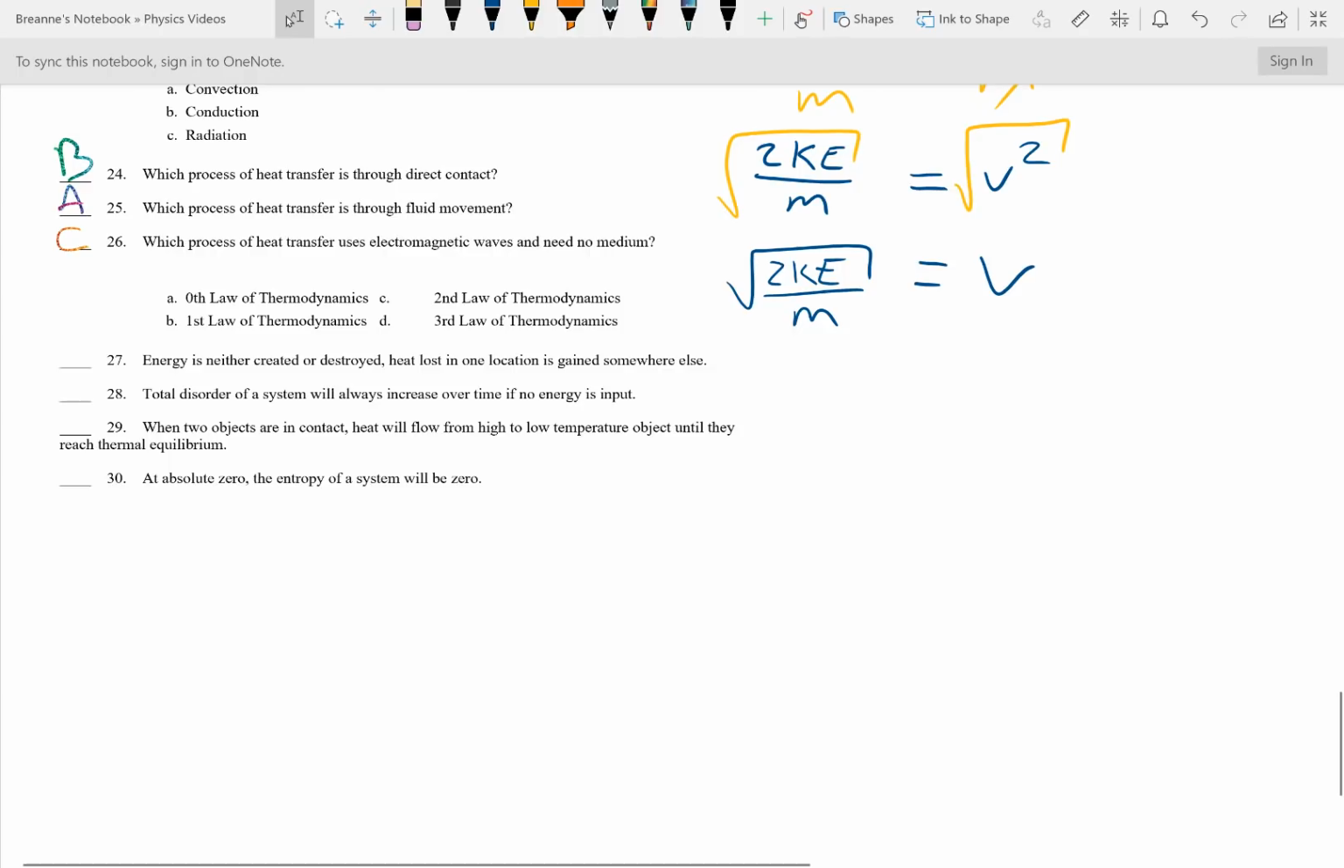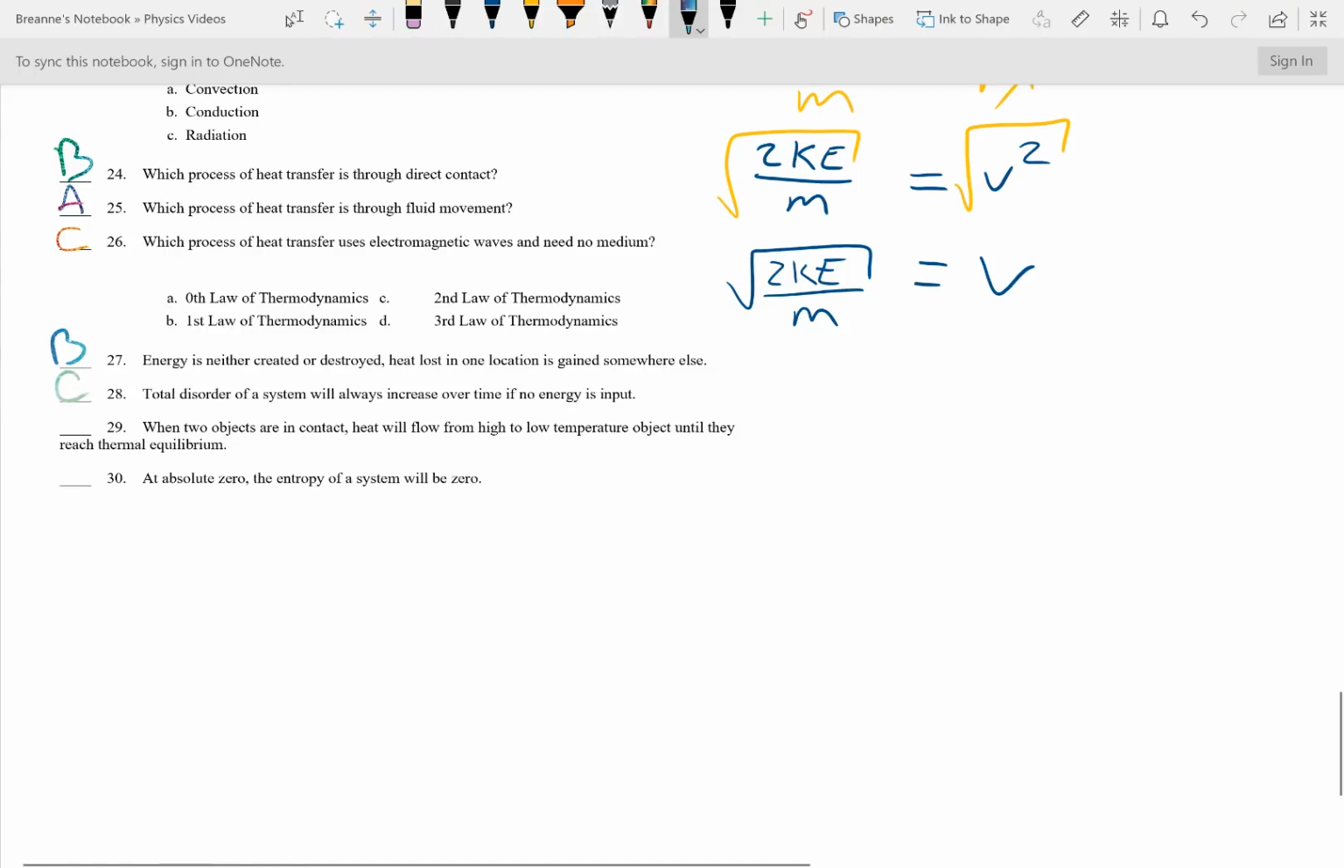The last matching is our laws of thermodynamics. So energy is neither created nor destroyed. Energy lost to one location is gained somewhere else. So that is the first law of thermodynamics. Total disorder of a system, that is your second law of thermodynamics.